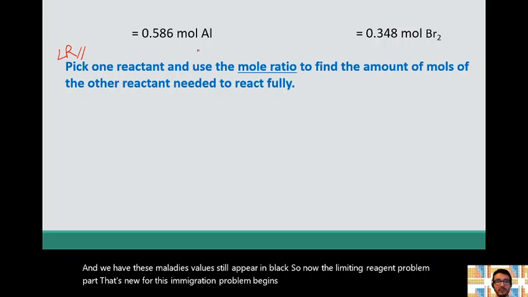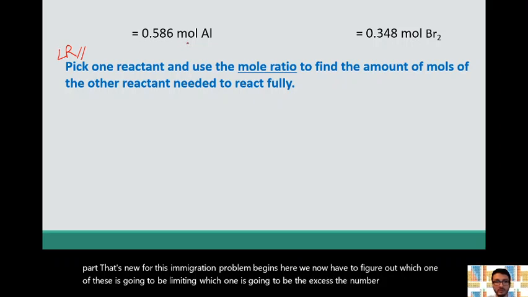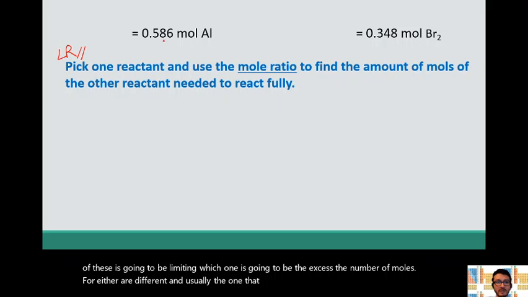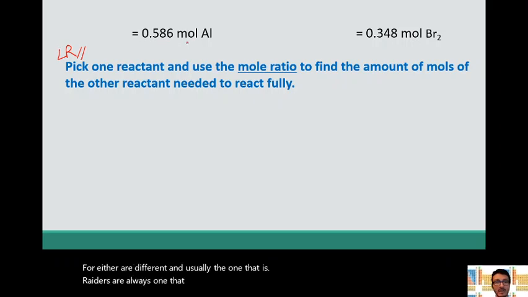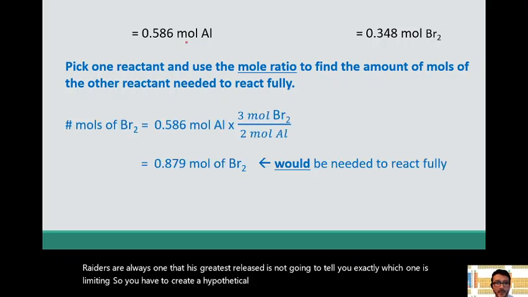We now have to figure out which one of these is going to be limiting and which one is going to be the excess. The number of moles for either are different, and the one that is greatest, or least, is not always going to tell you exactly which one is limiting. So you have to create a hypothetical situation, a test situation. So let's do that. Let's pick one.